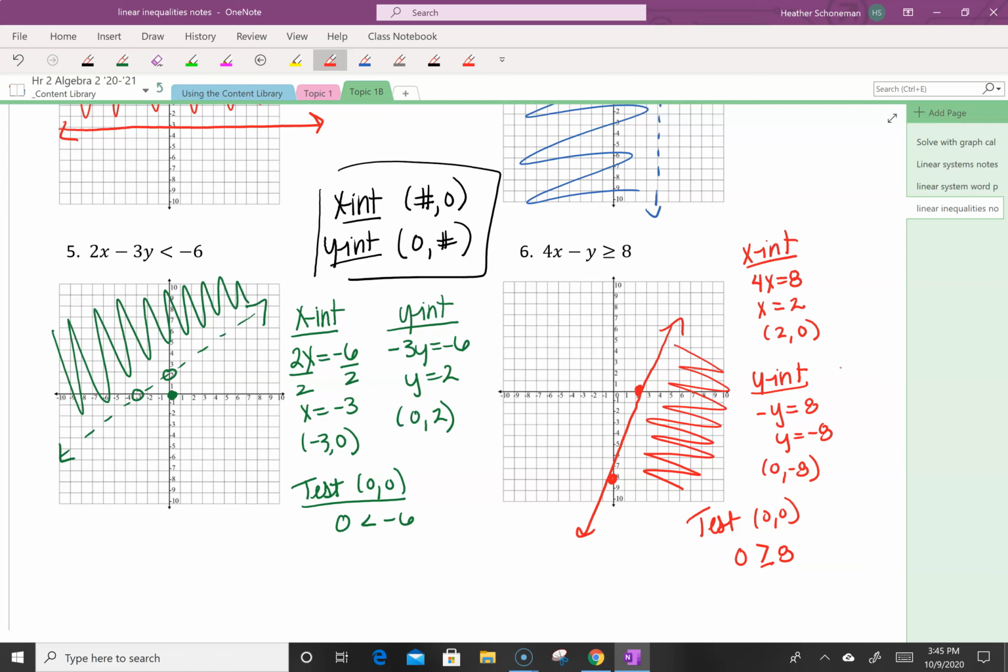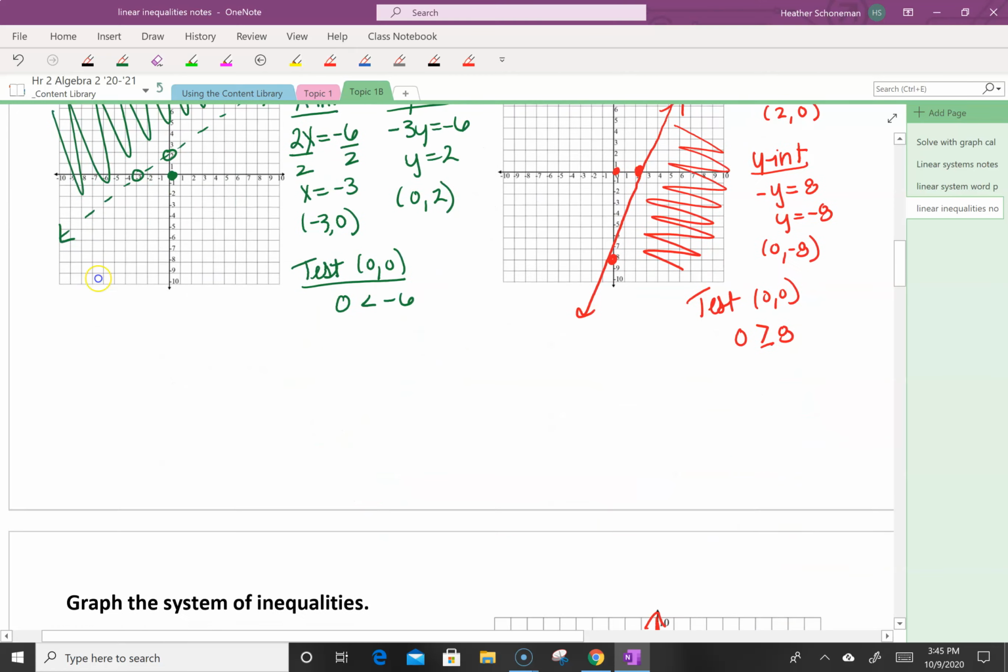Then I'm going to do a test point. When I plug in 0, 0, I get that 0 is greater than 8. That is a false statement. So 0, 0 is over here. That means that that's the false side of my equation, and so I'm going to shade the other side so that I know that is the true side. Okay.